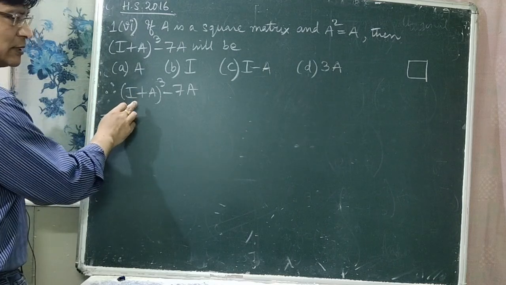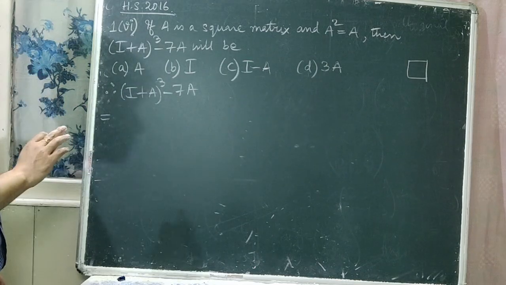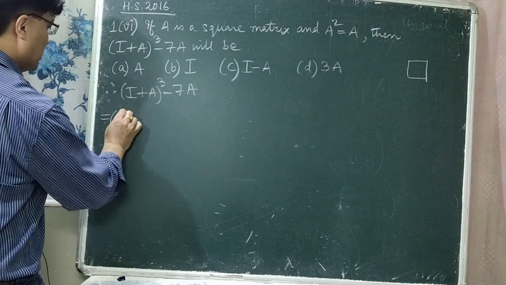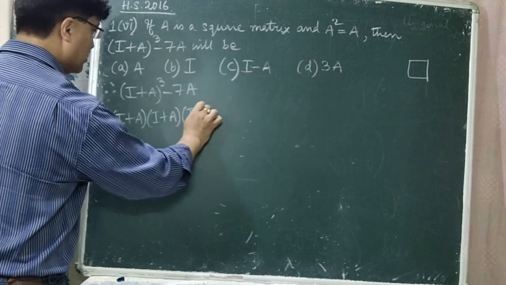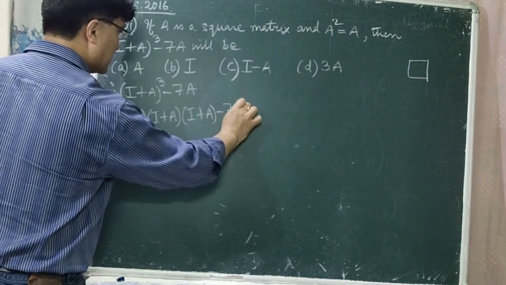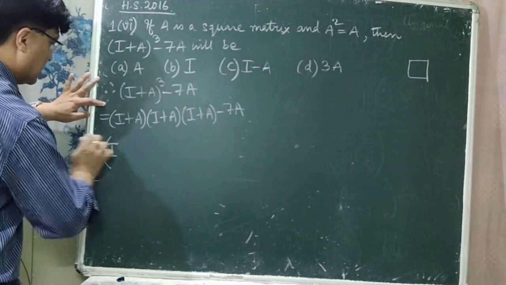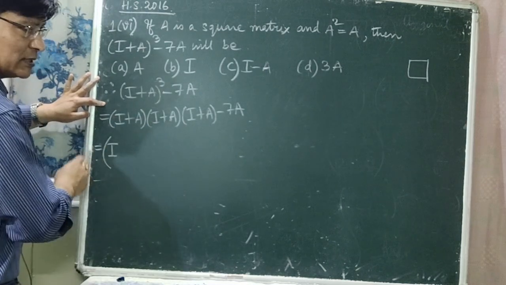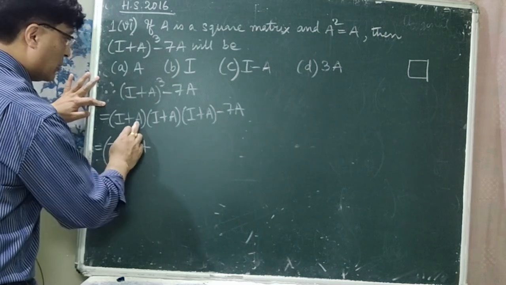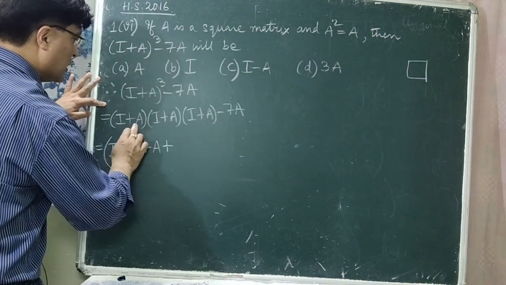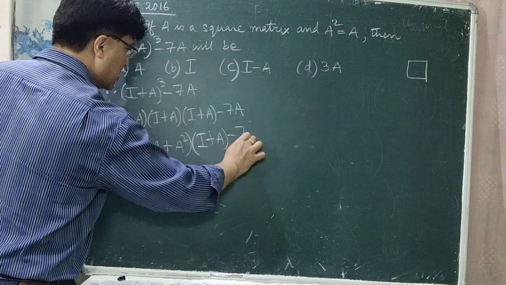So which is equal to, it can be written in terms of (I plus A) into (I plus A) into (I plus A). So whole cube means this I plus A is multiplied thrice, isn't it? So it is (I plus A) into (I plus A), then minus 7A, which is equal to, now you know that, what is I dot I? This is your I. 1 into 1 is 1. Similarly, I dot I is I. Plus, what is I dot A? That is A. Plus again, what is A dot I? That is also A. Plus, what is A dot A? That is A square. So it is I plus A, then this is your minus 7A.